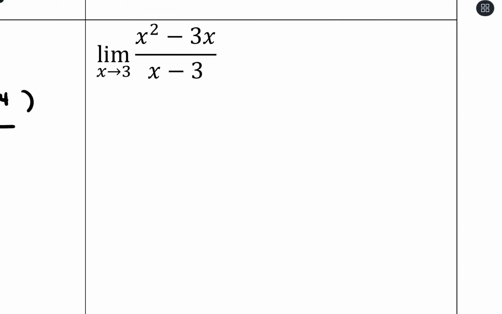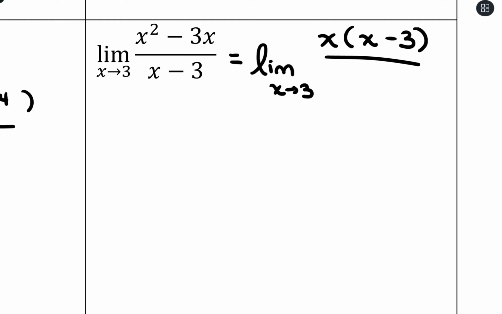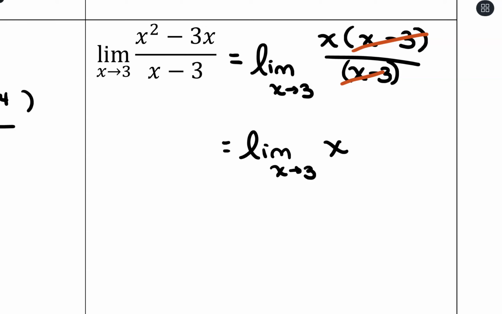Plugging in 3 here also causes an issue with a denominator of 0. So what I'm going to do is continue to evaluate that limit, but let's go ahead and factor. We have a common factor of x in the numerator. And if we factor out x, we'll get x times x minus 3, and those x minus 3's cancel. So really, I'm evaluating the limit as x approaches 3 of x, and plugging in x equals 3, we'll get a 3 out.